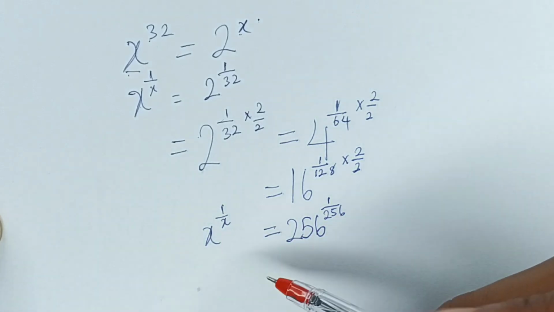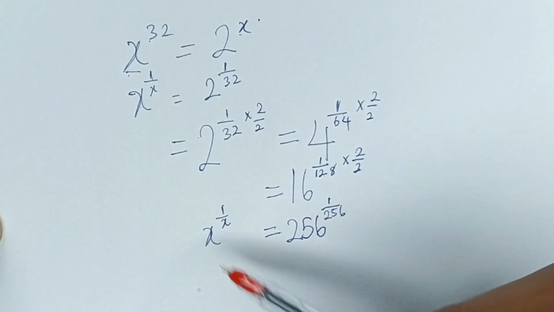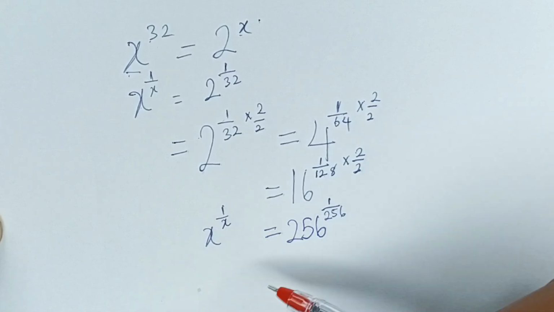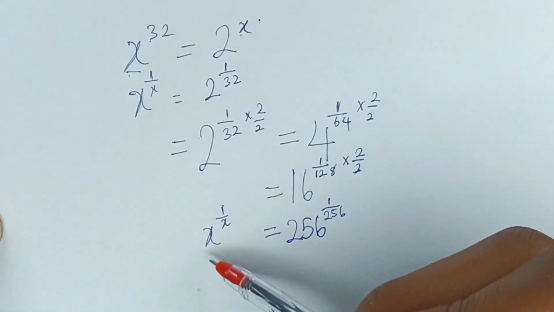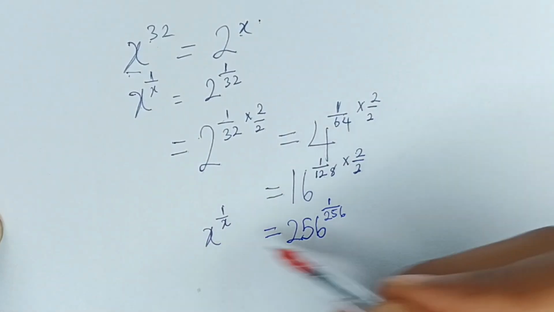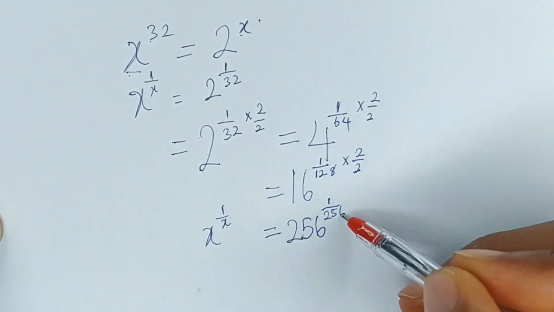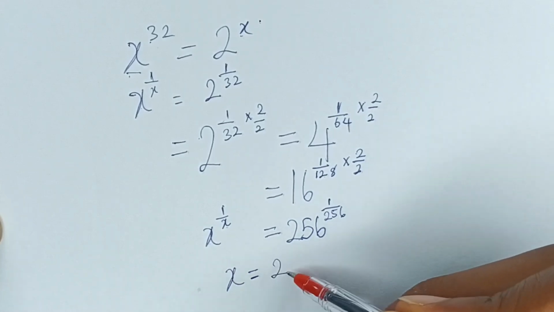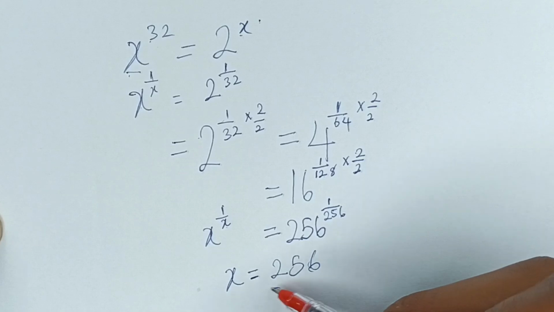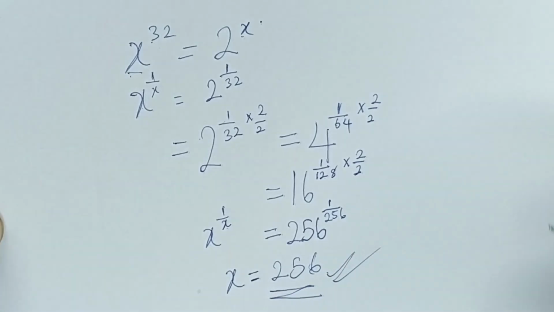Now you can notice a trend. You're seeing that you have x raised to power 1 over x and you have 256 raised to power 1 over 256. What does this tell us? It means that since you have x and you have 256 here, and you have x and you have 256 here, x becomes equal to 256. And this becomes the correct answer to this question.